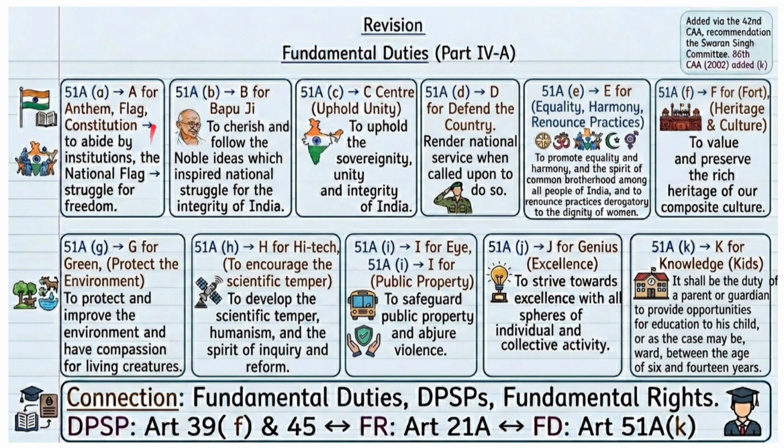The second article is 51A, Clause B. B you can remember as B for Bapuji. So this duty asks us to cherish and follow the noble ideals that inspired India's freedom struggle. Whenever we think of Mahatma Gandhi and other freedom fighters, we should remember their values and ideas.